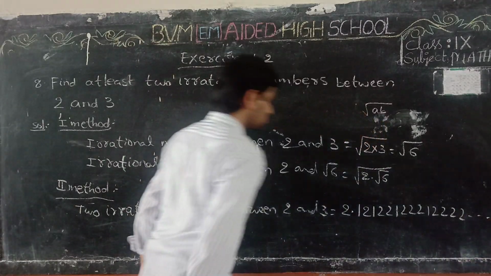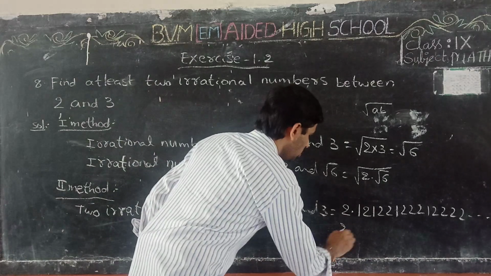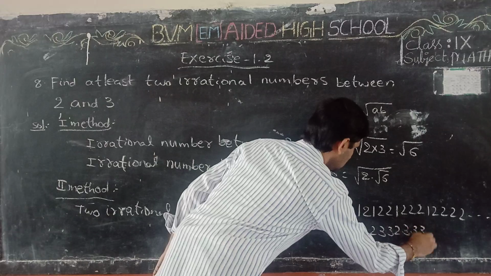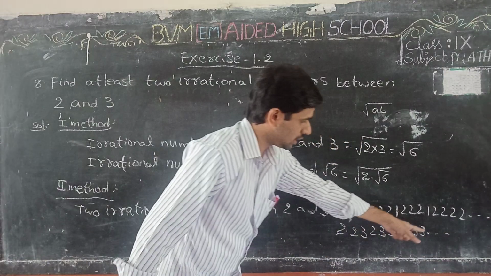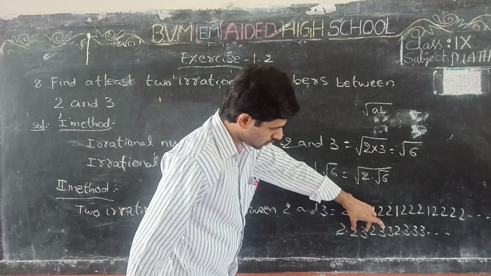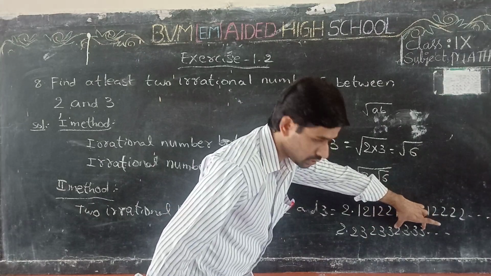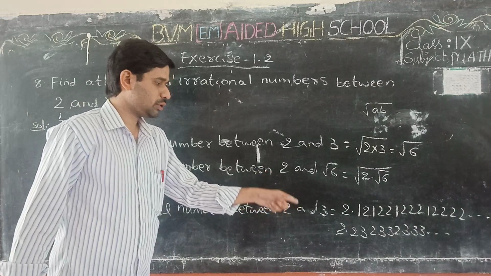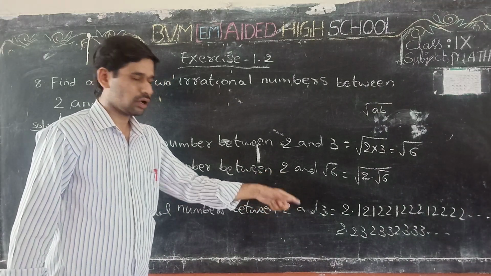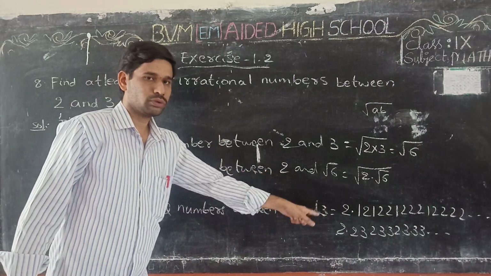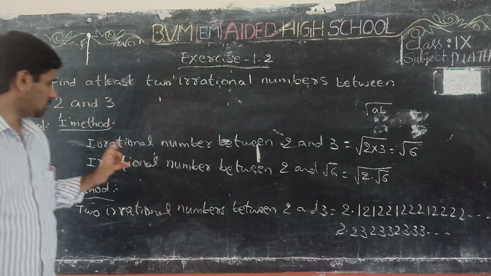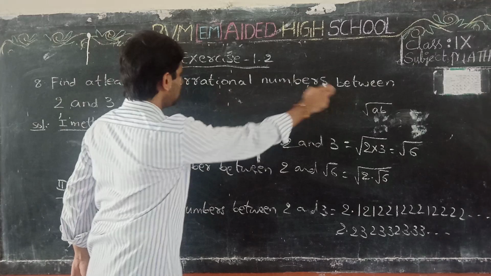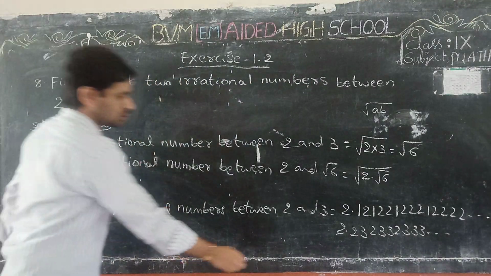And the second one, 2.23233233323, and so on. This is non-terminating and non-recurring. Here 23, here 233, here 2333. This is a non-terminating and non-recurring decimal. In this way, you can write any number of non-terminating, non-recurring decimals between two rational numbers. So this is one method. This is another method of finding irrational numbers between two rational numbers.